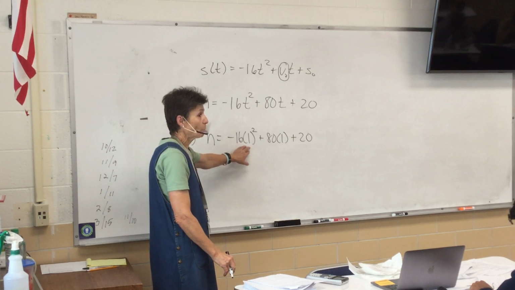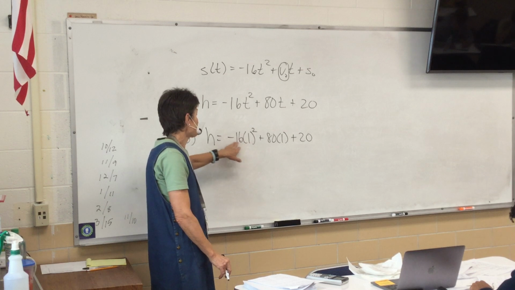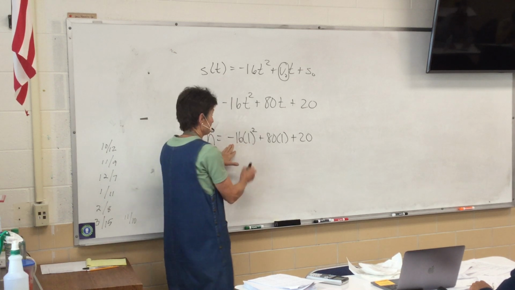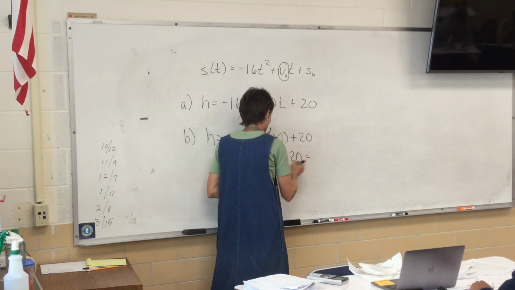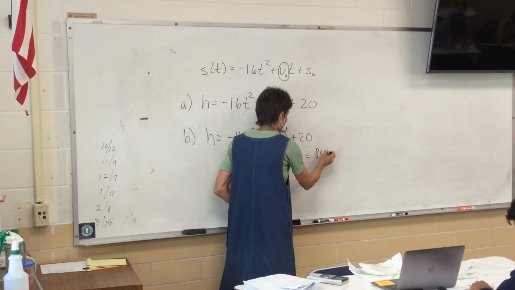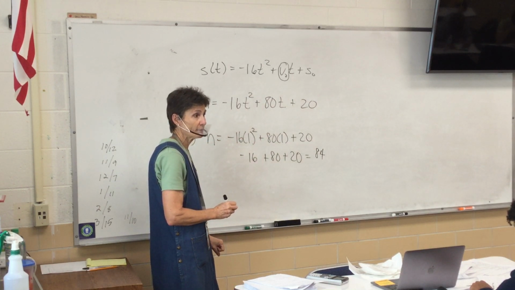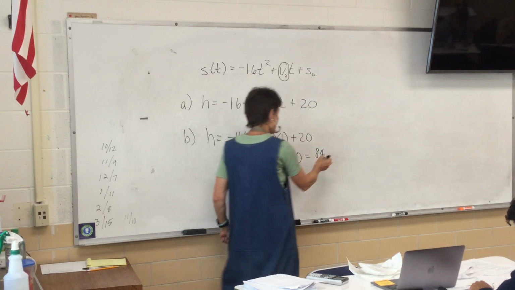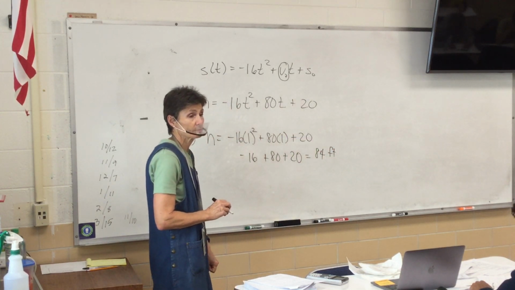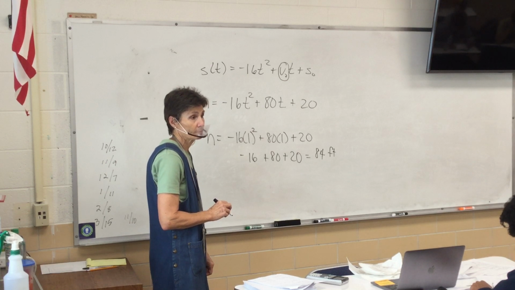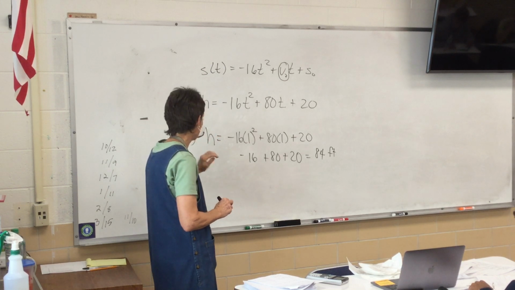Now, square 1, what's 1 squared? Times -16, -16, plus 80 plus 20. Oh, 84. Yes. And what's the unit on that? Feet. How high is the ball? It's 84 feet above the ground. That's problem B.